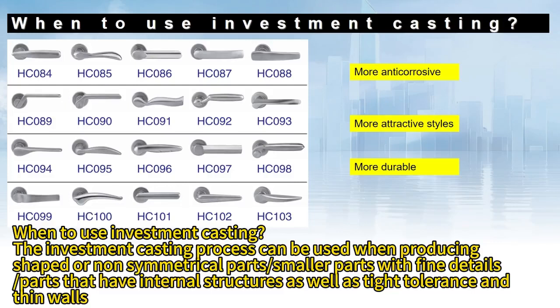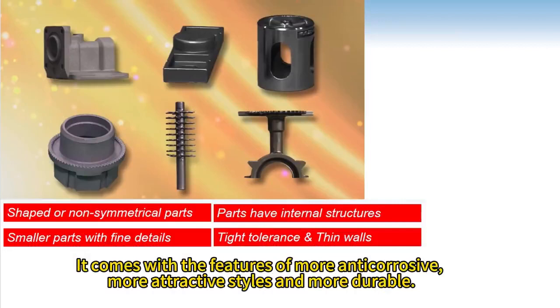When to use investment castings? The investment casting process can be used when producing shaped or non-symmetrical parts, smaller parts with fine details, parts that have internal structures as well as tight tolerances and thin walls. It comes with the features of more anti-corrosive, more attractive styles, and more durable.